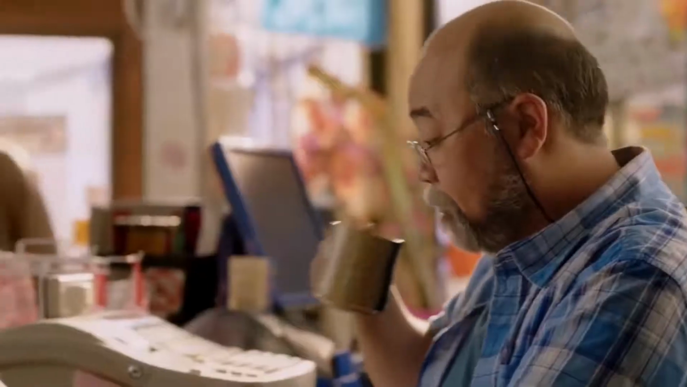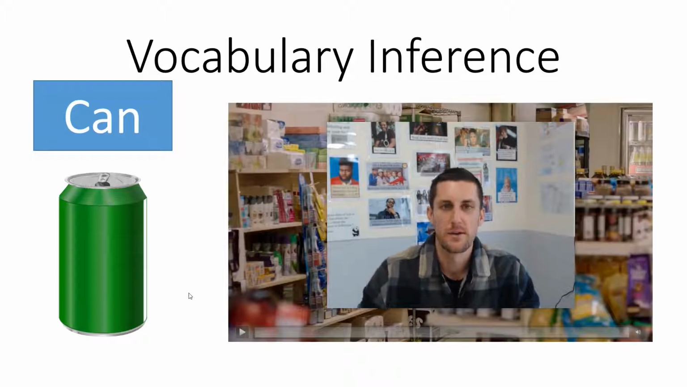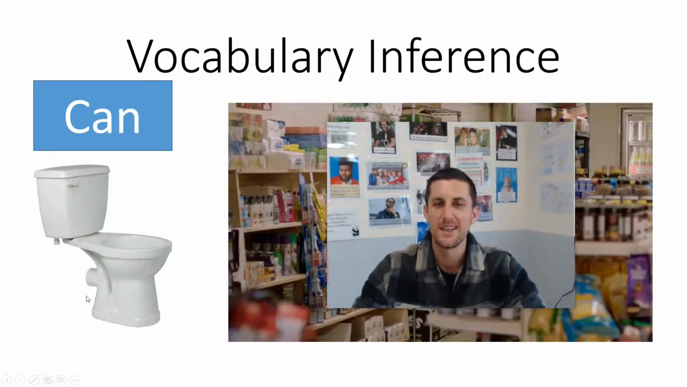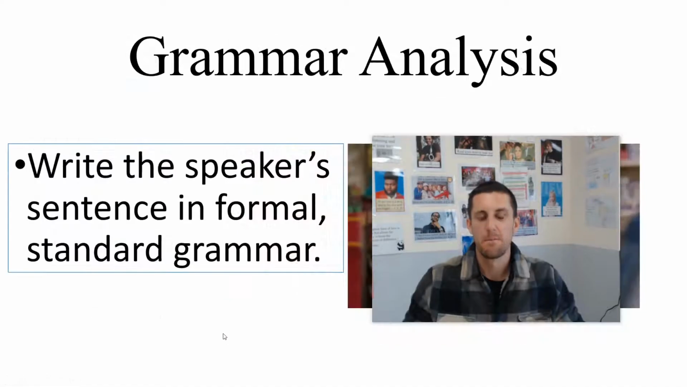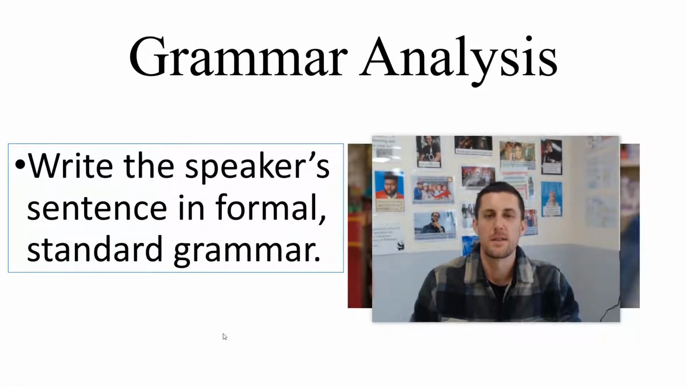For example, "Hey, where's your can?" Clearly this man is not talking about a can. This is the can, man. And finally, one thing about Kim's Convenience that I find a very interesting opportunity is that students can listen to actors speaking with a non-native form of English grammar. So they could listen to the speaker's sentence and then write it in more formal standard grammar. This would allow them to start to differentiate some of the differences between written English and spoken English.